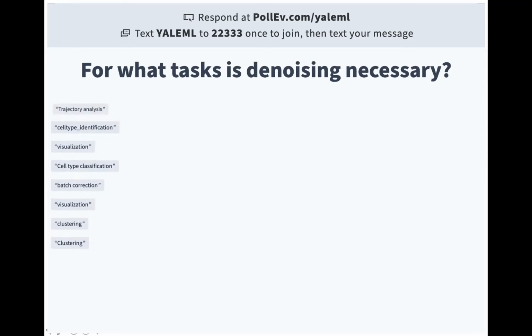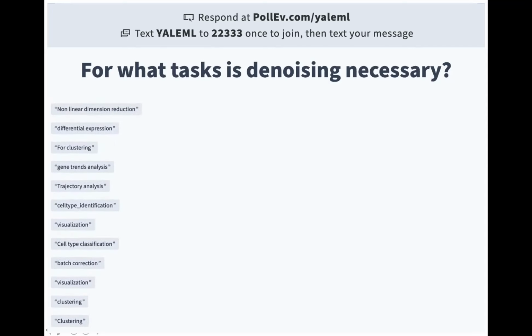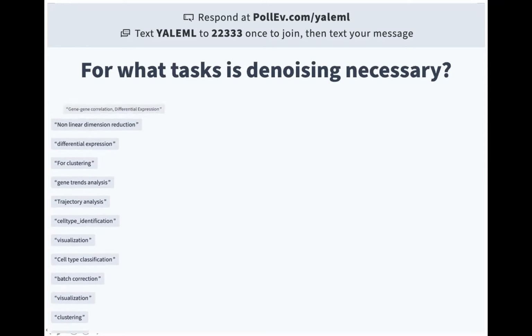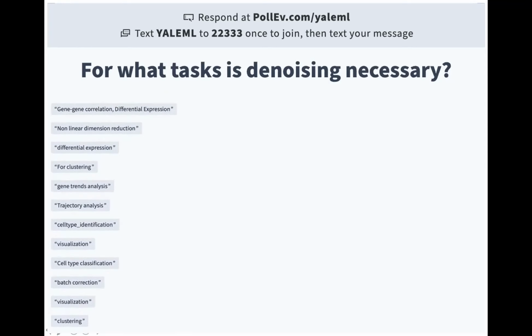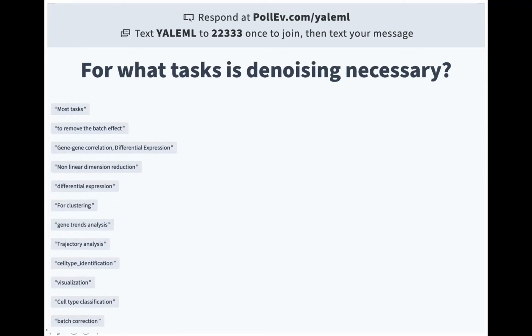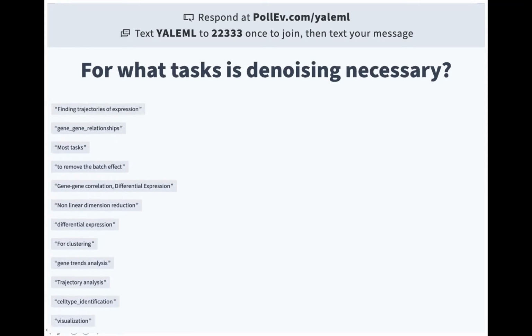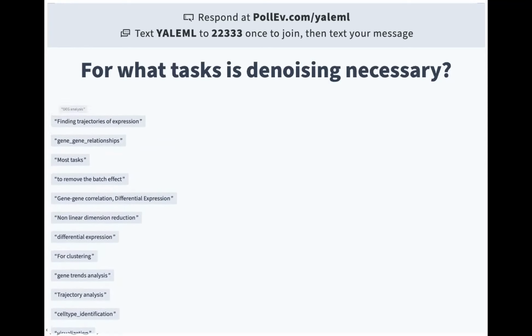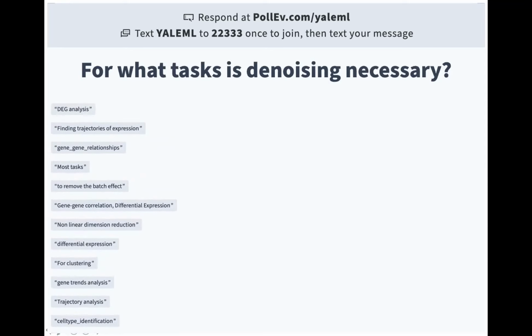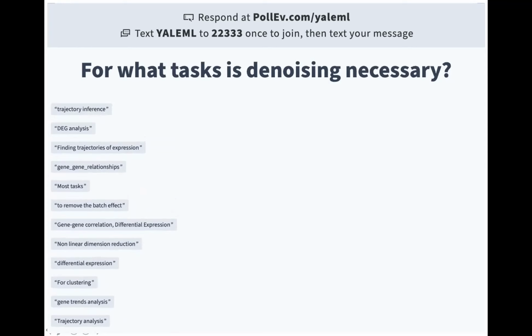Okay, so I'm getting a bunch of answers here. And I would say that the ones that look the most correct to me are trajectory analysis, gene trend analysis, and differential expression. It turns out that you don't really need denoising for visualization because there are visualization methods like PHATE that already denoise. But if you want to use PCA, you're right, you'd have to denoise your data first with something like MAGIC, and then PCA would look a lot better. But you could use something like PHATE or diffusion maps that already does the denoising internally.